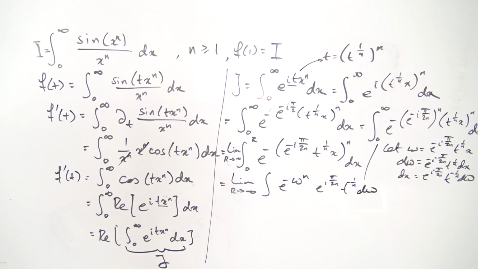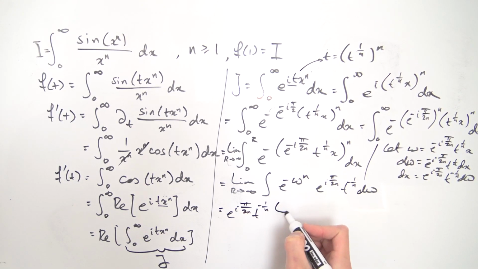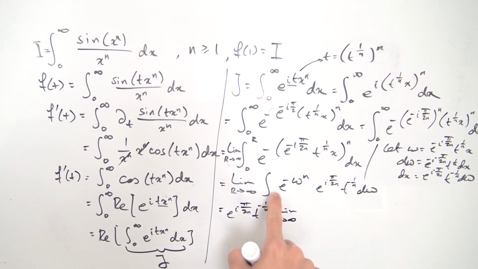Okay, and now let's see what we can do. We can bring all this constant stuff onto the outside. So let's do that. We're going to have e to the i pi over 2n times t to the minus 1 over n, limit as r approaches infinity. Also, I forgot about the bounds. Let's figure out what the bounds are first of all.